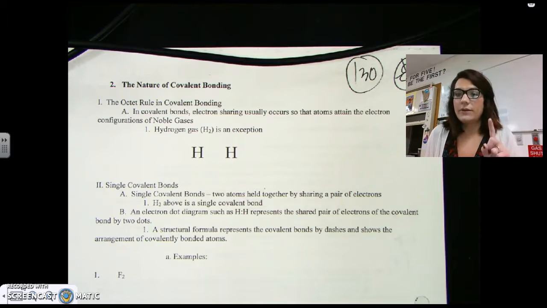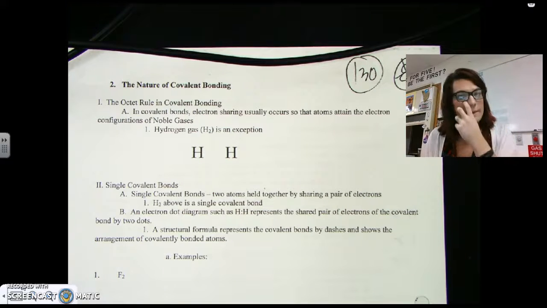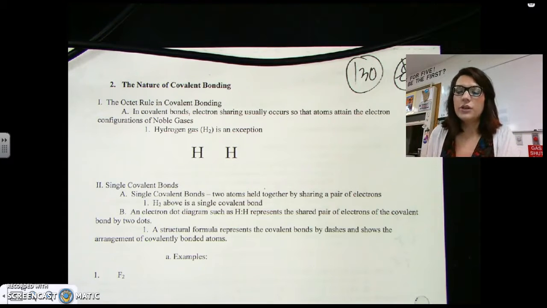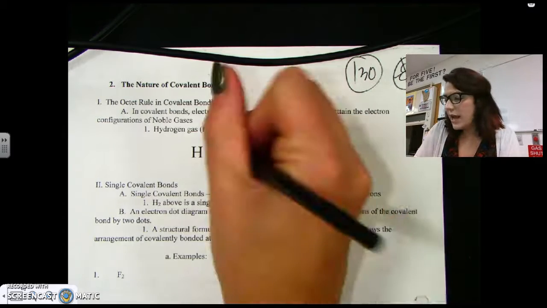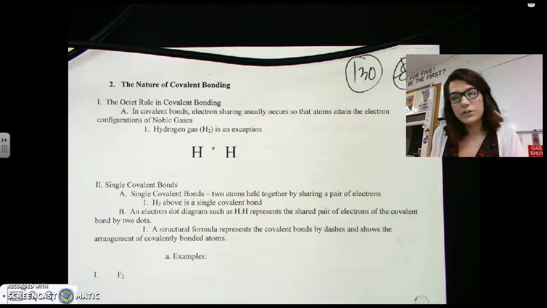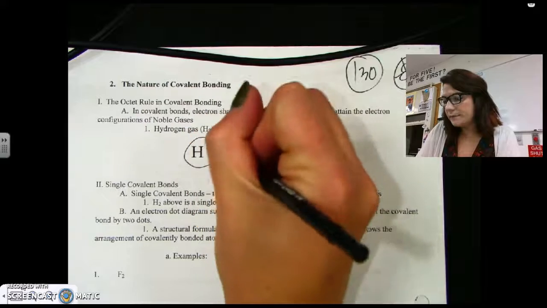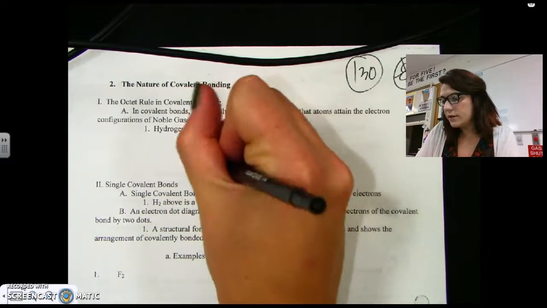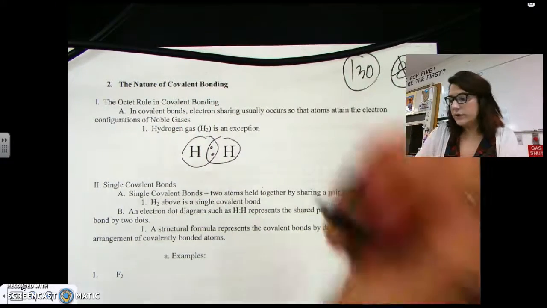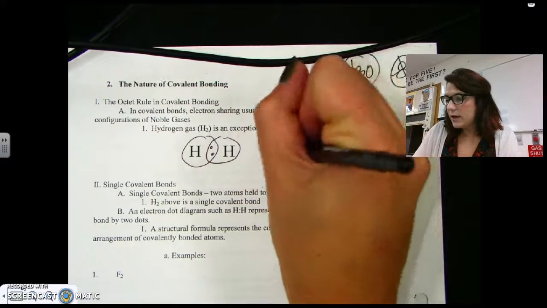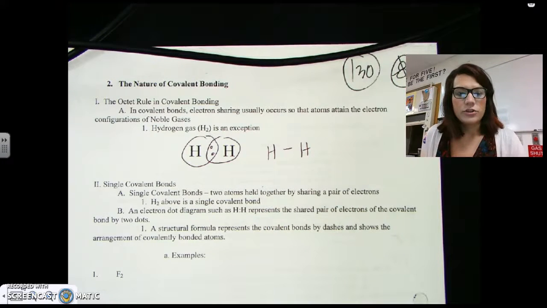Except for hydrogen, right? Because hydrogen wants to be like helium, and helium only has 2 protons, which means it can only have 2 electrons, so it has that filled 2 electron shell. So one hydrogen has 1 electron, and another hydrogen has another electron. Therefore, their bond would look like something like this, and that would be our structure for hydrogen, okay?